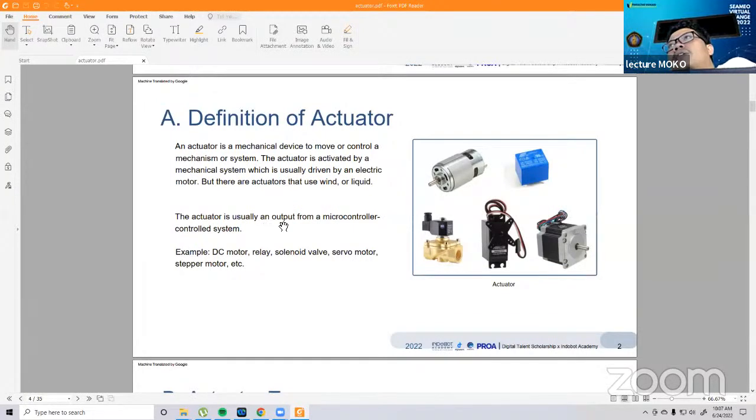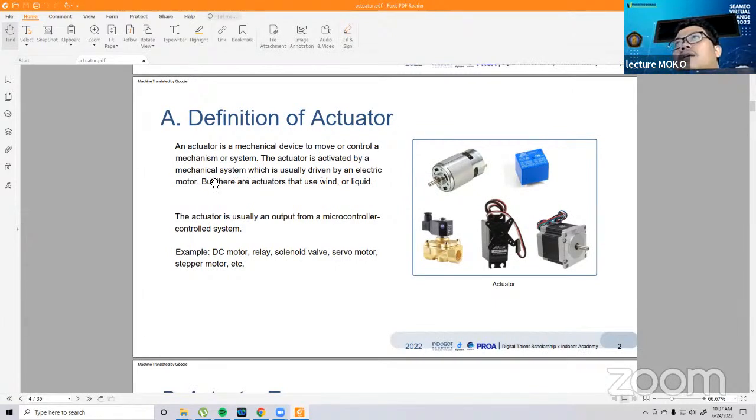So in IoT, there are many types of actuators. You can see here, there are many types of actuators, such as a DC motor, then relay, solenoid valve, servo motor, stepper motor, and so on. The actuator is activated by a mechanical system.